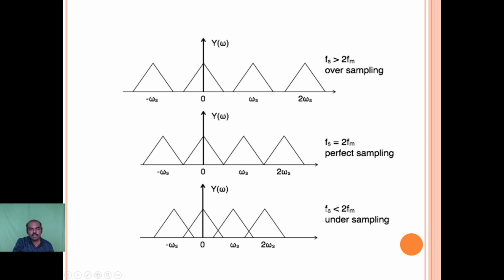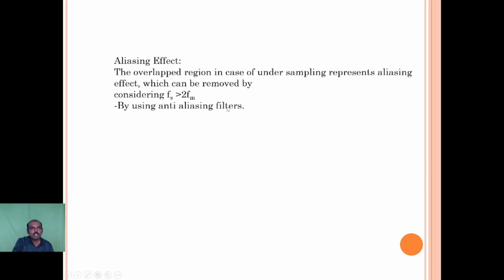The next one, Fs less than 2Fm. Here overlapping is there, so this is called undersampling. This is the third condition of the sampling theorem. Here Y of omega is the output of the sampled signal. Next one, aliasing effect. Aliasing effect is nothing but the overlapped region in the case of undersampling, which can be removed by changing the condition to Fs greater than 2Fm. So when we change the condition from Fs less than 2Fm to Fs greater than 2Fm, then you can use an anti-aliasing filter.